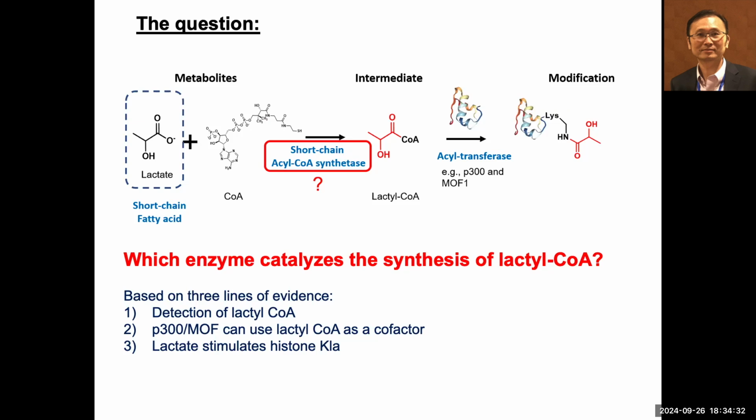The next question is how lacto-CoA is generated. Indeed, lacto-CoA wasn't reported in the literature until we reported histone lactation. So this is an important gap for this pathway. We hypothesize that there is an enzyme, lacto-CoA synthetase, which can catalyze the synthesis of lacto-CoA from lactate. We have a bunch of reasons for this hypothesis. Number one, we can detect lacto-CoA by mass spec. P300 and MOF can use lacto-CoA as a cofactor for histone lactation in vitro. And L-lactate can stimulate histone L-lactation. So therefore, the hypothesis is solid.